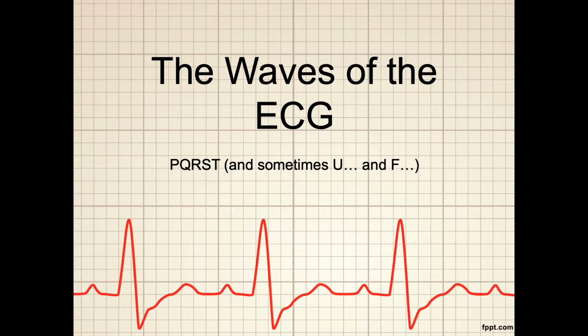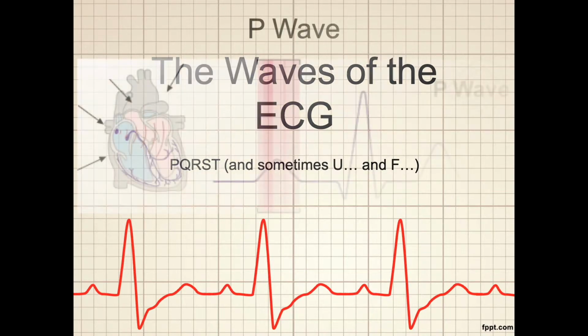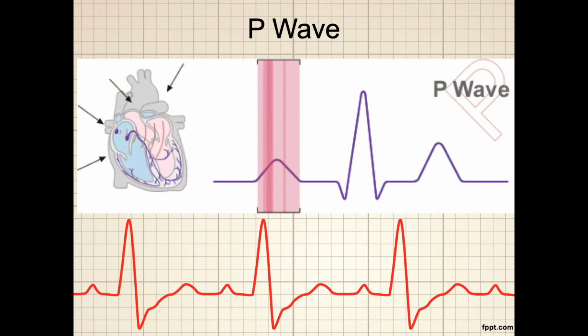And we've called them P, Q, R, S, and T waves. And sometimes there's even a U wave, and then even an F wave, and sometimes a flutter wave. You'll see what I mean. In a positive lead, going from left to right, the first smaller upward deflection is known as the P wave. The P wave represents atrial depolarization.